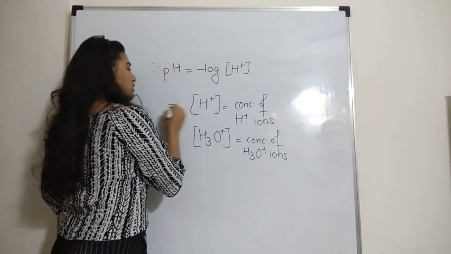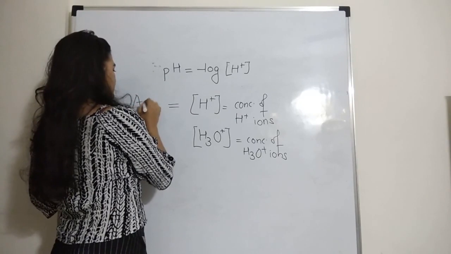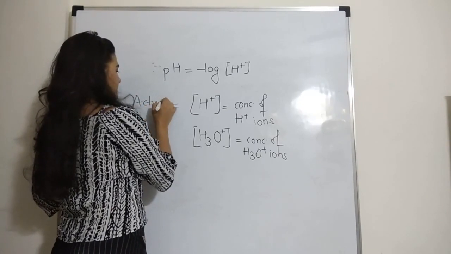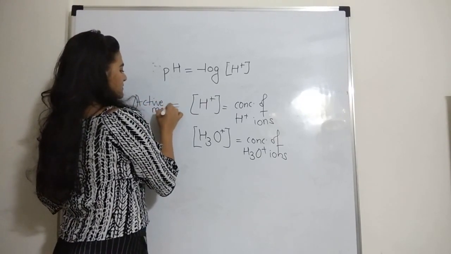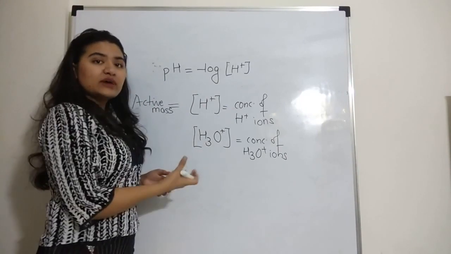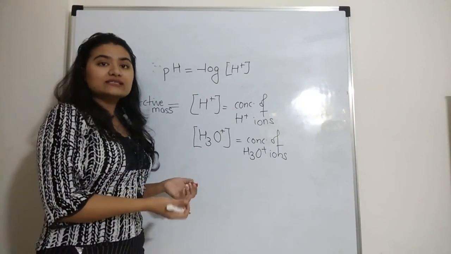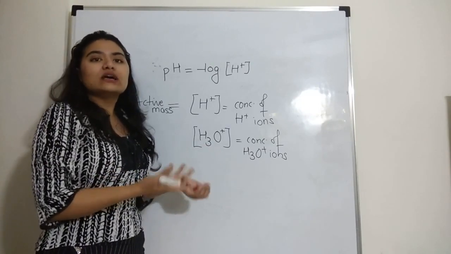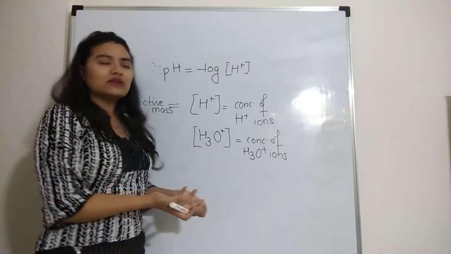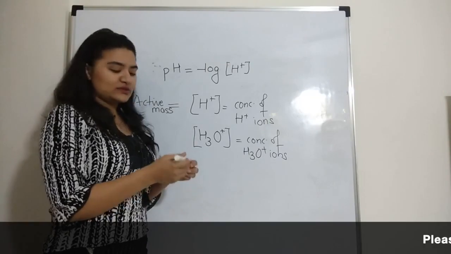This is also called as active mass. Now why active mass? Active mass is nothing but the concentration, which you can calculate as n upon V, which is kind of molarity, right? Moles upon volume of the solution.